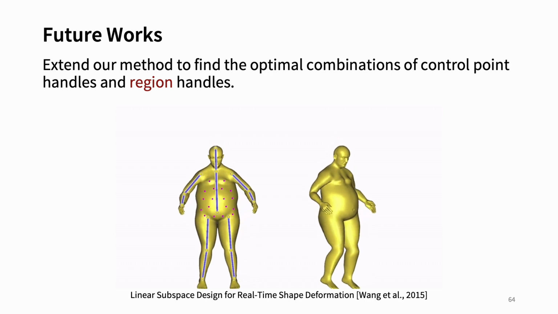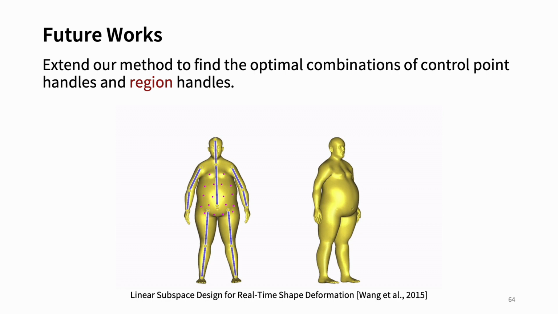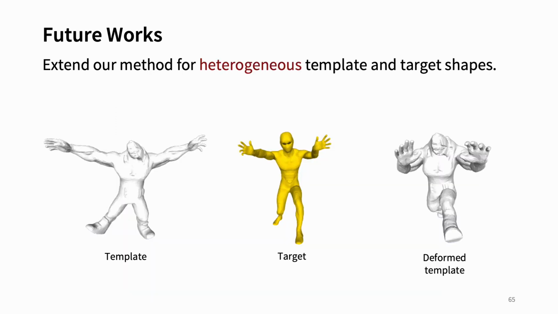In future work, we plan to extend our method to identify articulation handles of 3D shapes. In OptCtrlPoints, we assume that the correspondence between template and target shapes is given. We'll further extend our method to the case where the template shape and target shapes are heterogeneous.